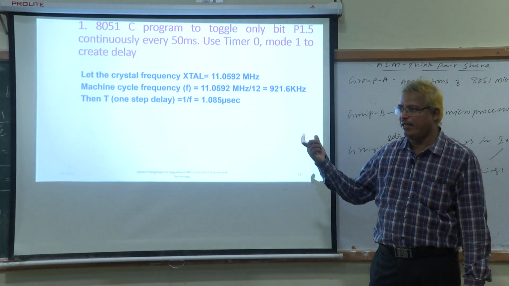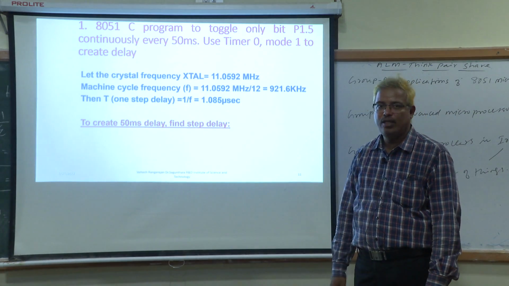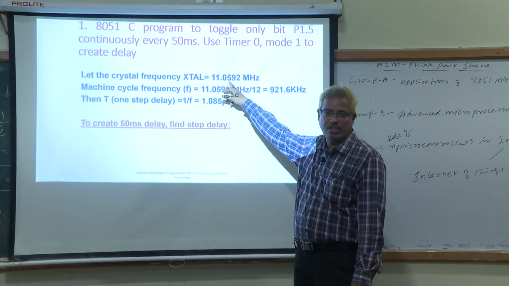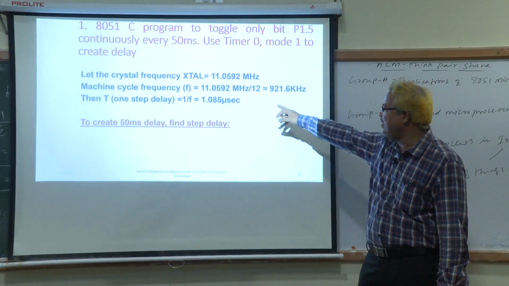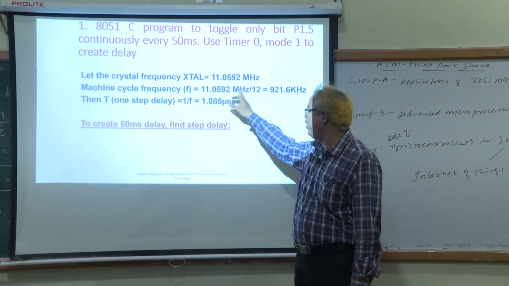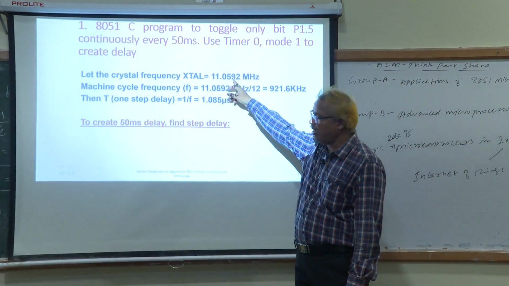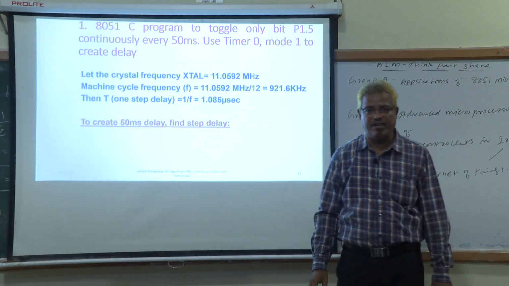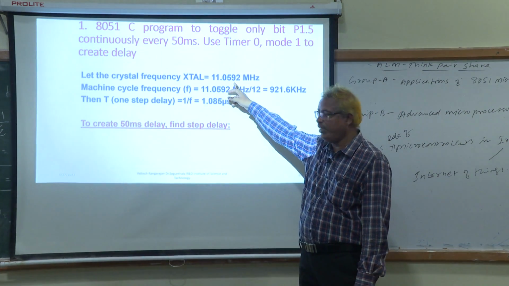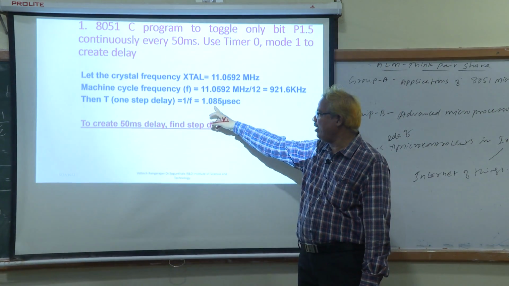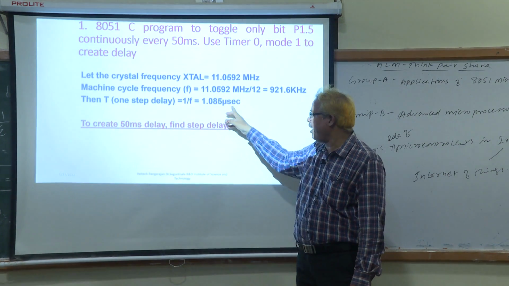Now the 50 millisecond delay will be created using a timer. Use timer 0 mode 1 to create the delay. Consider the crystal frequency of the 8051 is 11.059 megahertz. Then the machine cycle frequency can be calculated as 11.059 divided by 12, which is 921.6 kilohertz. This crystal frequency can be obtained from the data sheet of the 8051 microcontroller. Sometimes it may be 24 megahertz, sometimes 11.059 megahertz. So one step delay can be calculated as 1 by f, which is 1.085 microseconds.